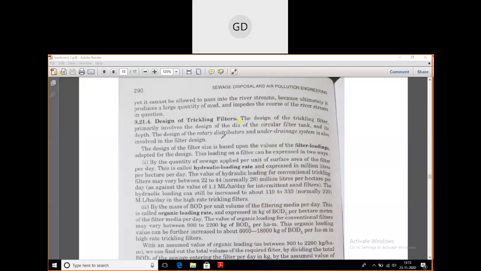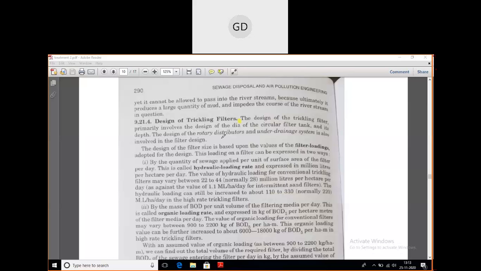The design of the rotary distributors and under drainage system is also involved in the filter design. So you have seen the trickling filter. I have shown you the video also, and I have shown you the cross-sectional diagram also. So you need to design the rotary distributors also and the under drainage system also. Okay, but that makes the numerical a bit long. The design of trickling filter numerical is a bit long.